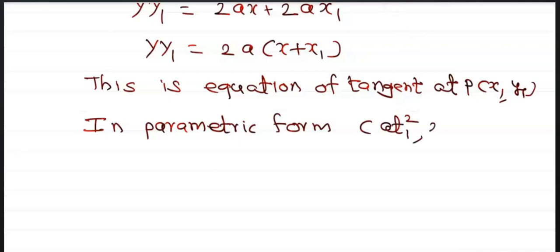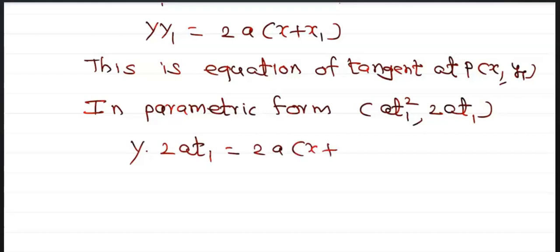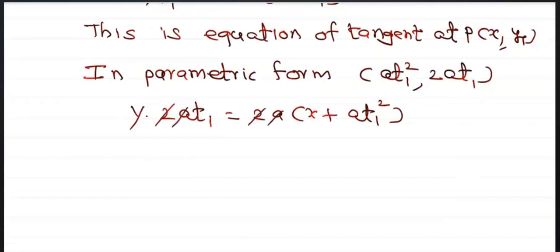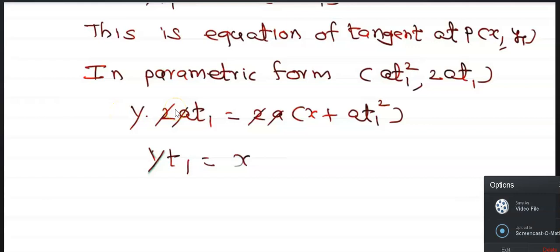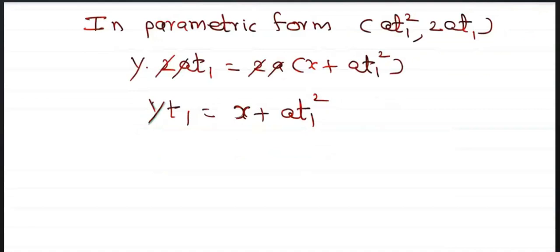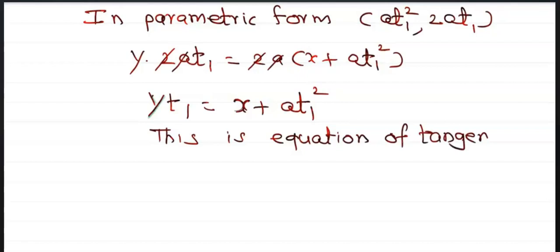Now in the parametric form, this is also very simple. That is, replace x1 and y1 by at1 square and 2at1. Y1 is 2at1, which equals 2a in bracket x plus at1 square. Here 2a and 2a get cancelled. That is, yt1 is equal to x plus at1 square. Therefore, yt1 is equal to x plus at1 square. This is the equation of the tangent in the parametric form.